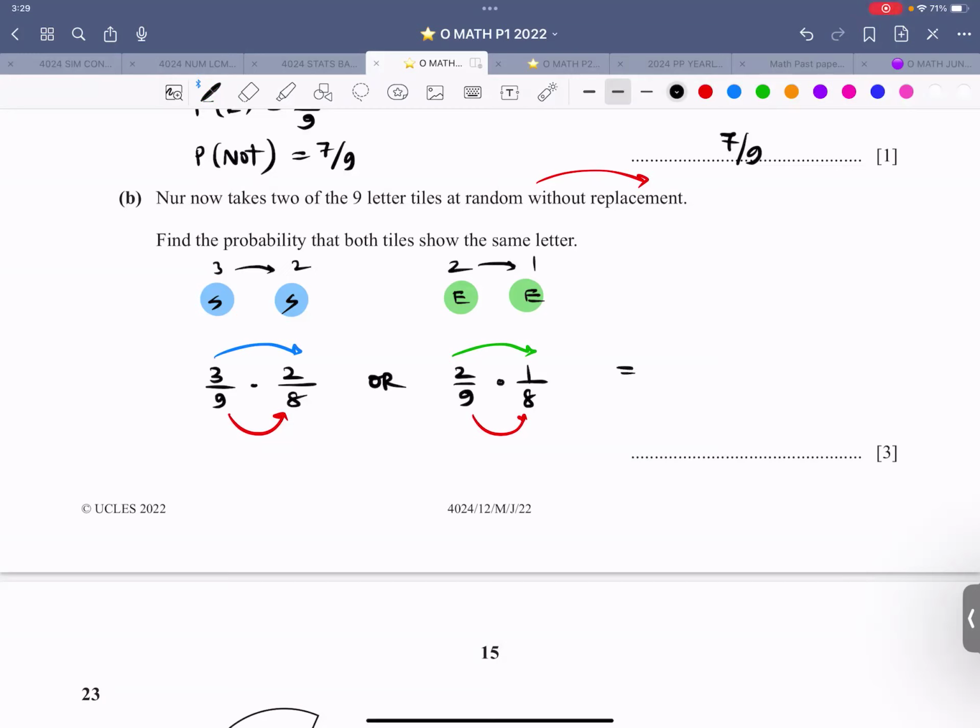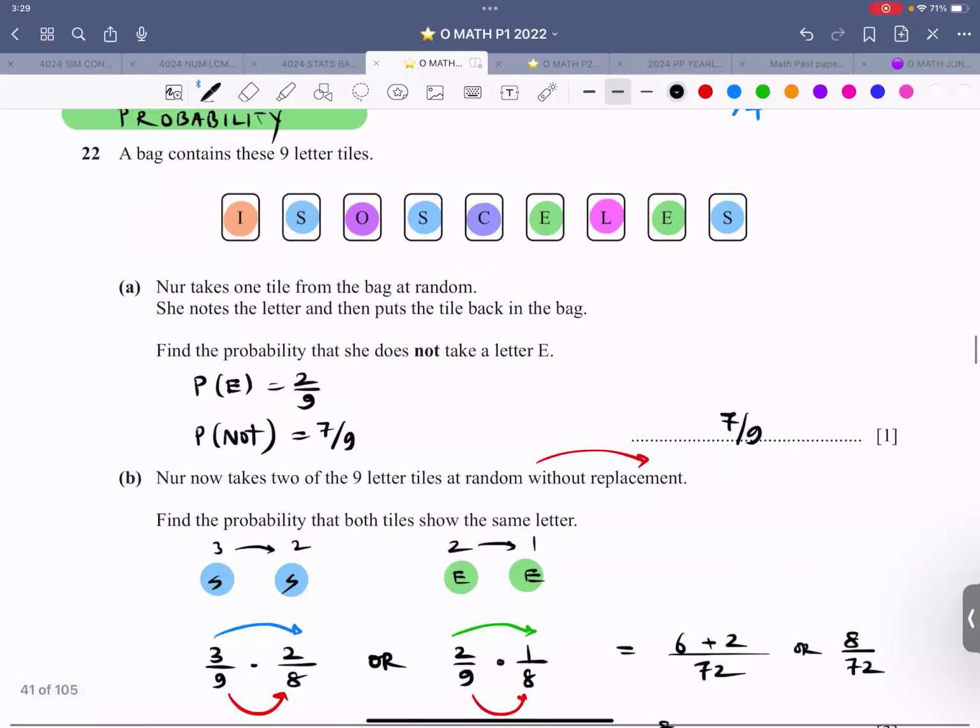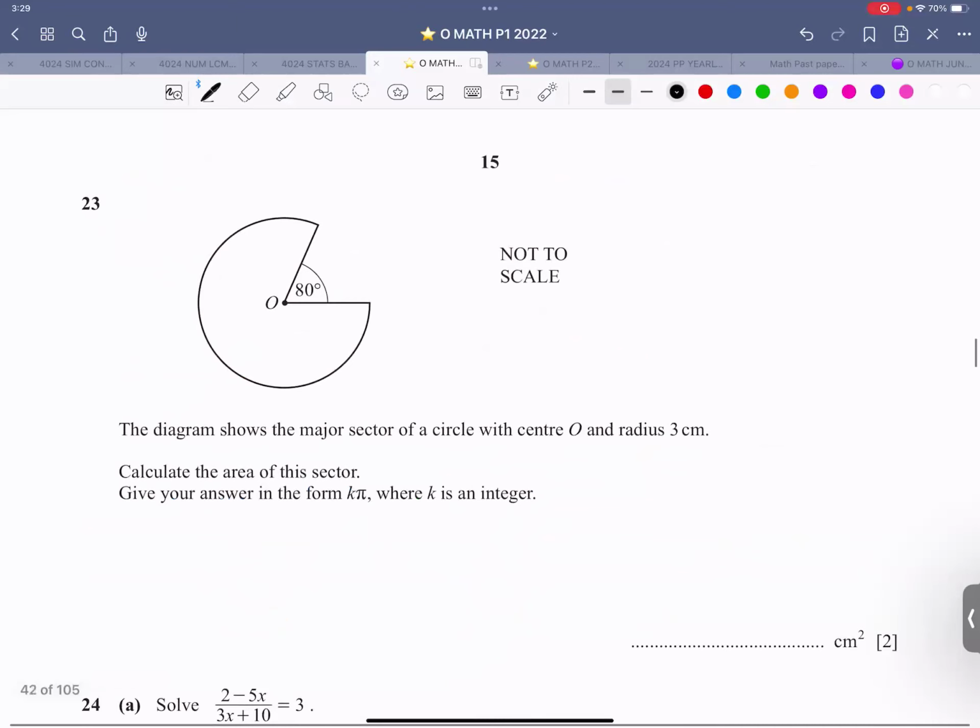3 into 2 is 6. 2 into 1 is 2. Divided by 9 8s are 72. So that is 8/72. I can leave the answer as it is. If it was asked to be reduced, I would write this thing as 1/9. So that's a classic question of probability.